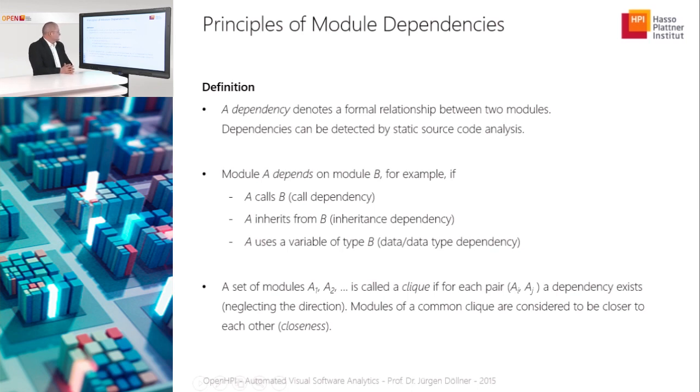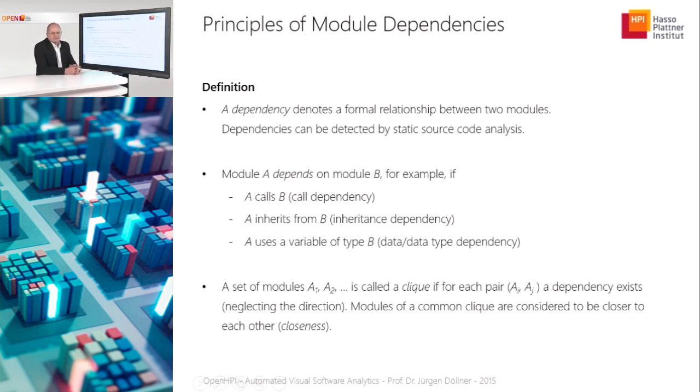A depends also on B if A inherits from B because A becomes a subclass of B. Or if A uses any variable, for example, a global variable of type B, then we have a kind of data or data type dependency. So these three forms are typical forms of dependencies we have in common programming languages.